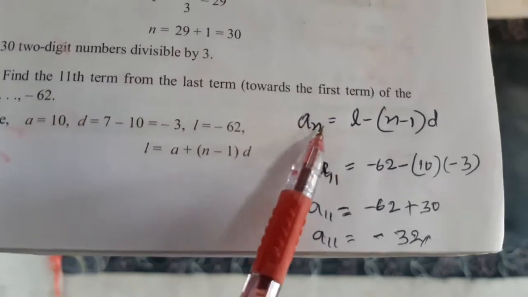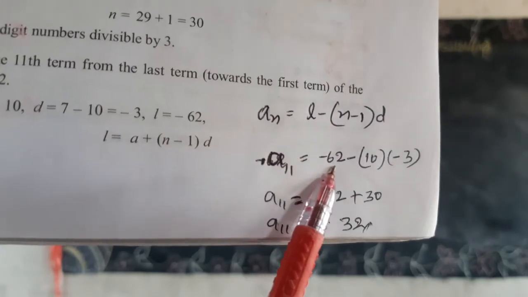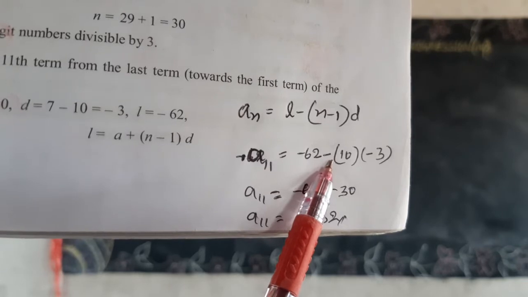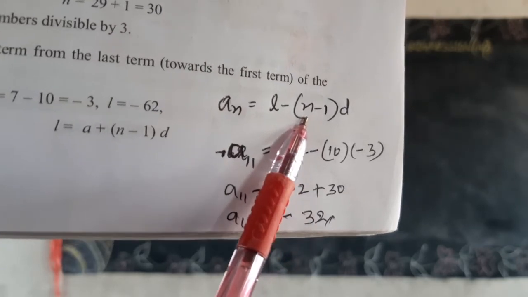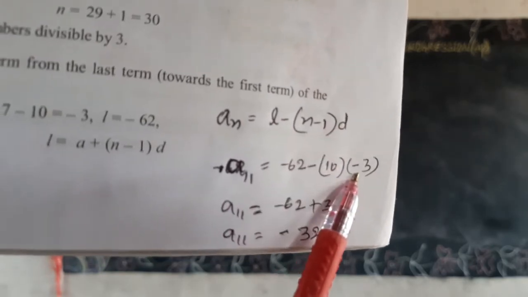We should write a as it is. In place of n what we have to write? 11. In place of L what we have to write? Minus 62. Minus you should write as it is. n minus 1 means 11 minus 1. 11 minus 1 is nothing but 10. The value of d is minus 3.